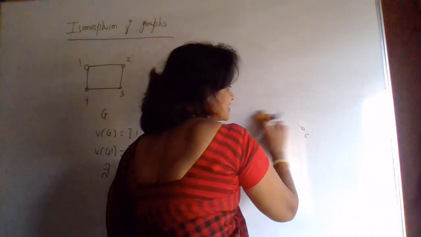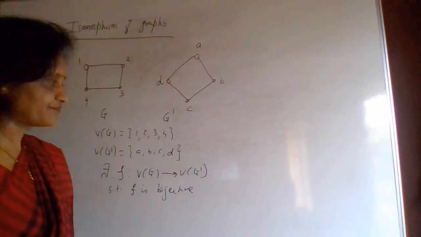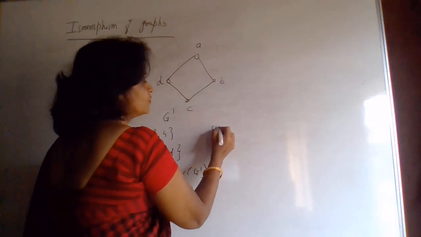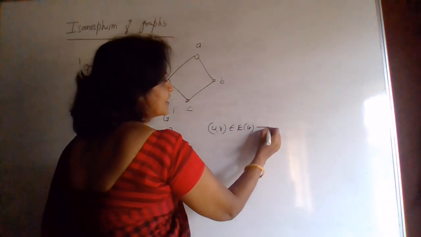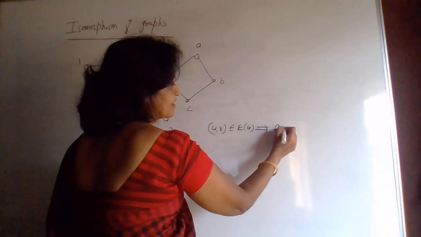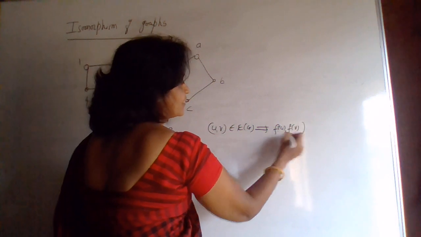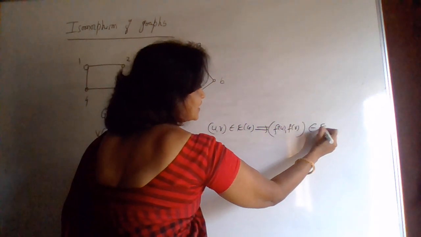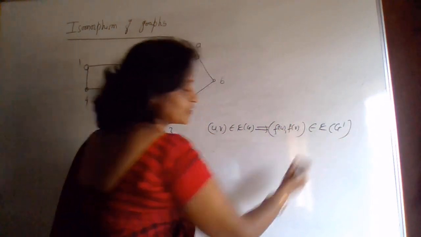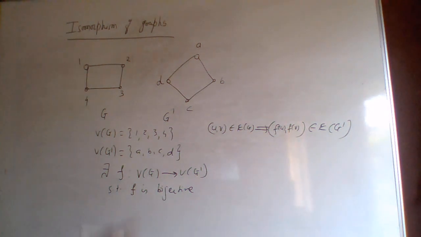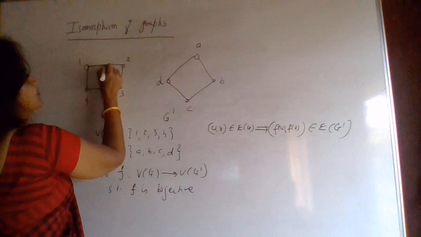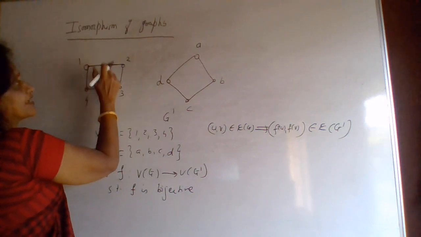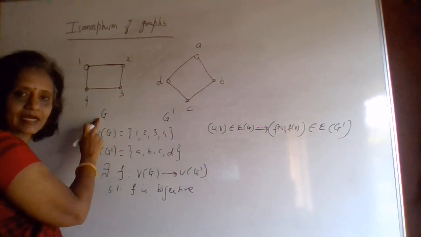My second condition says: uv belongs to E(G) implies f(u)f(v) belongs to E(G'). What is the meaning of this? See properly. Pick up any two elements here, 1 and 2. (1, 2) is an edge here for graph G.